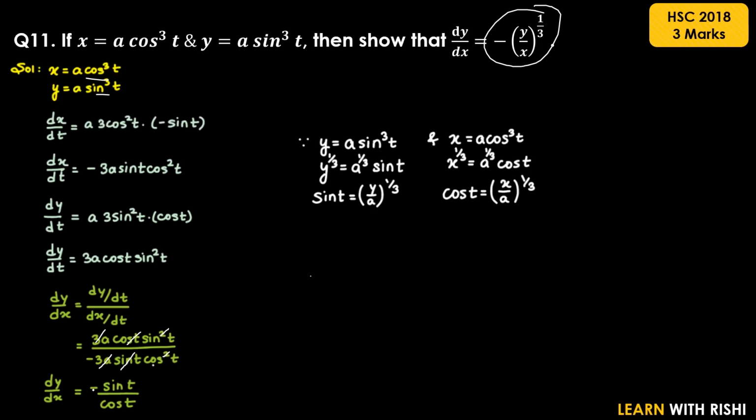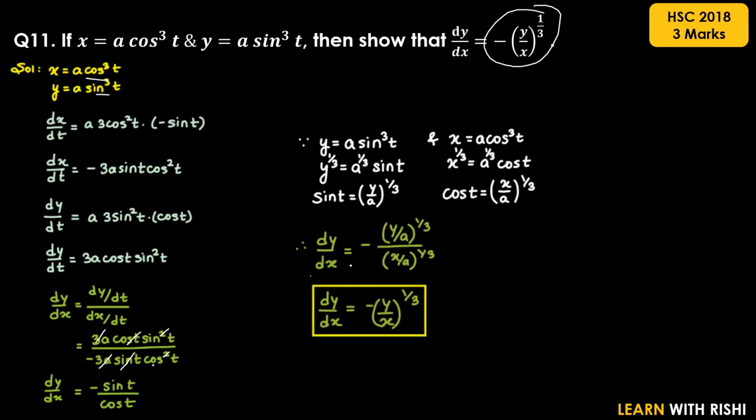Now we'll substitute this here. So dy by dx is equal to minus y by a the whole raised to 1 by 3, over x by a the whole raised to 1 by 3. a raised to 1 by 3 and a raised to 1 by 3 will get cancelled. Final answer will be minus y by x the whole raised to 1 by 3.